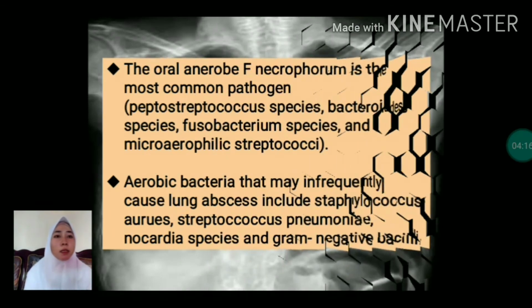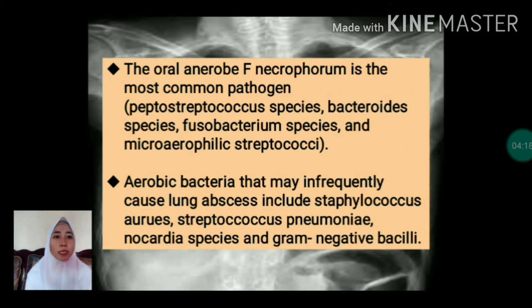The next is, among the oral anaerobes, F. necrophorum is the most common pathogen. So I have here samples of anaerobic bacteria such as Streptococcus species, Bacteroides species, Fusobacterium species, and microaerophilic streptococci. And the aerobic bacteria that may infrequently cause lung abscess include Staphylococcus aureus, Streptococcus pneumoniae, Nocardia species, and gram-negative bacilli.